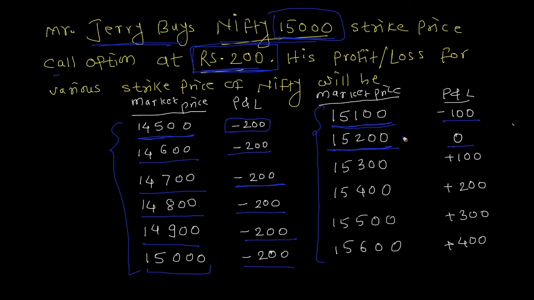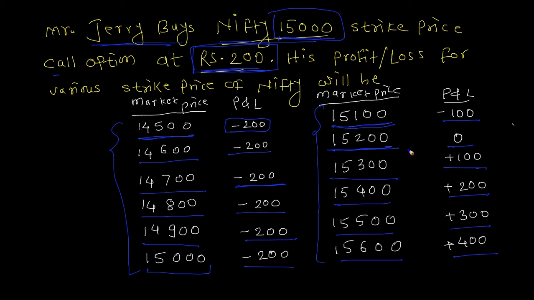So break-even is 15,200. From this point onward, whatever Nifty's price increases, I'll be getting the benefit. For example, if Nifty is trading at 15,300, by using the coupon I can get it for 15,000 only. So I make a 300 profit, but I have already paid 200 for the coupon, so my net profit will be 100 rupees. Similarly, for 15,400, my net profit will be 200. At 15,500, my net profit will be 300.